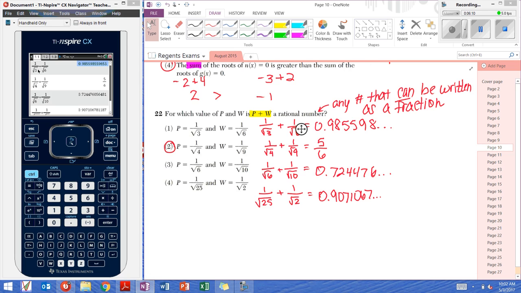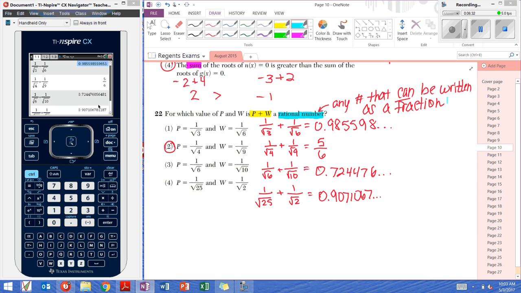If you look at how I've typed everything in, you can see that I have everything correct. The only answer that came out as a fraction was 2. And remember, what is a rational number? A rational number, I wrote out by definition, is any number that can be written as a fraction. So obviously answer choice 2 is correct.